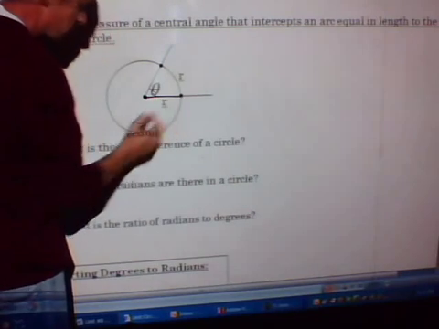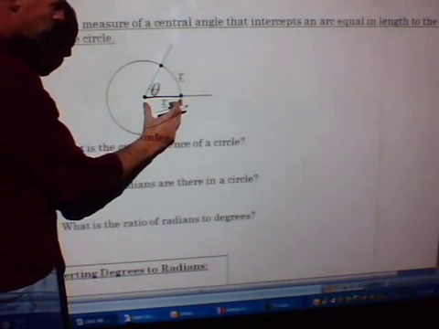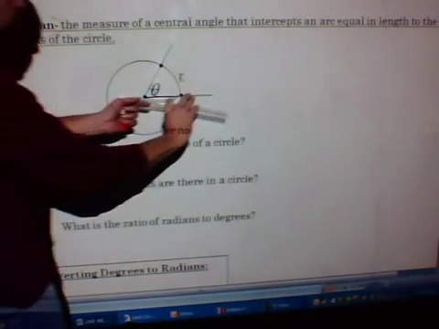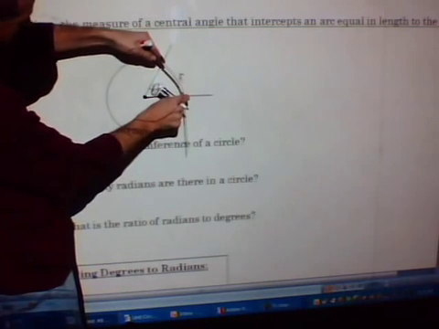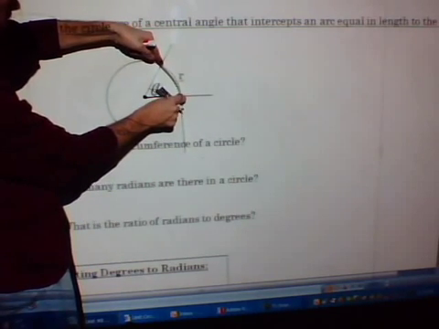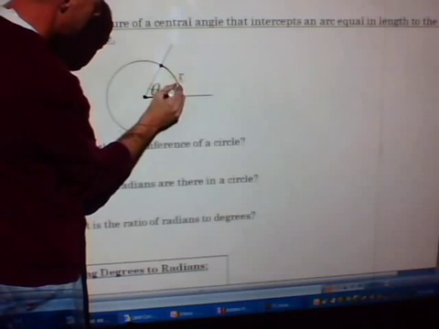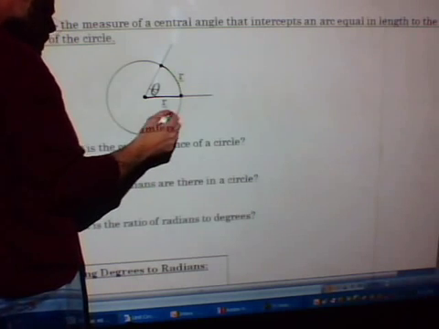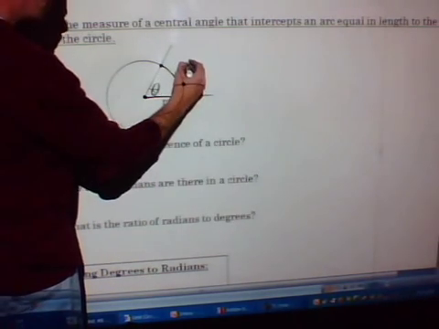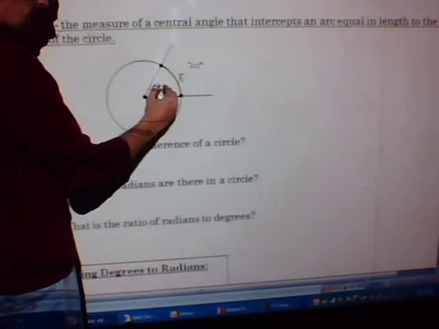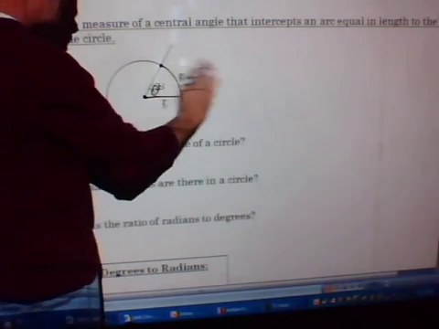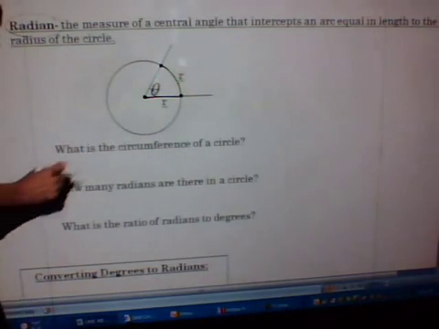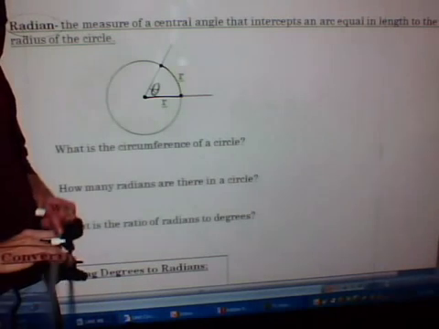So here's the radius of the circle. Well, if you took this radius and you measured what that length was, and then you bent that radius onto the circle, this distance from here to here is called a radian. Okay? And we know that from geometry, if this was 20 degrees, then this angle here would be 20 degrees. So in this case, if this is a radius, this is a radius as well. So this is what they call a radian.